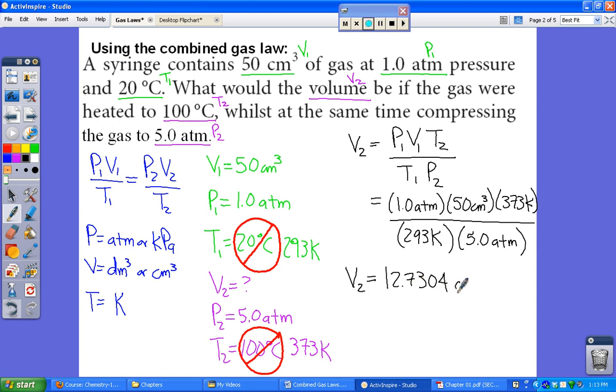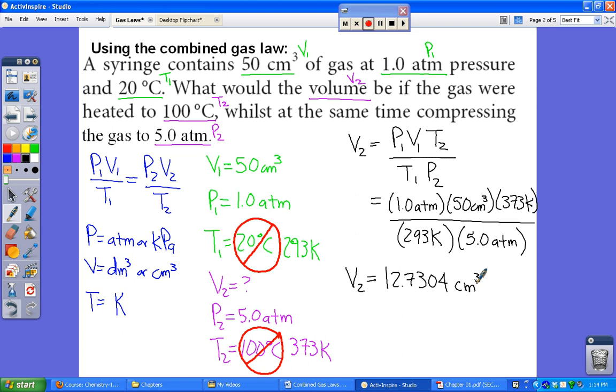equals 12.7304 centimeters cubed. Now, first of all, does that make sense? What would be the volume if you were heating the gas to 100 degrees, which would tend to make it expand in volume, whilst at the same time compressing it to 5 atmospheres, which would tend to make it contract. So the overall effect of that is to make it contract.